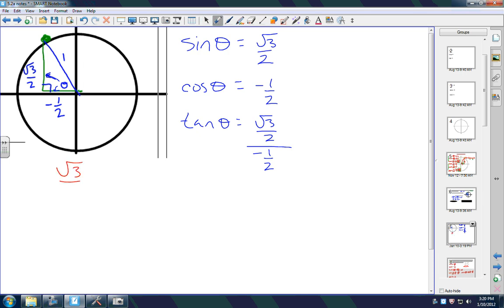Square root of 3 over 2, we say divided by -1/2. We don't divide fractions, we multiply by the reciprocal. Cancel and cancel, and this comes out as a negative square root of 3. So we can say the tangent is negative square root of 3.